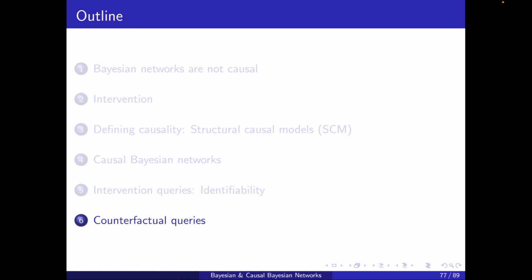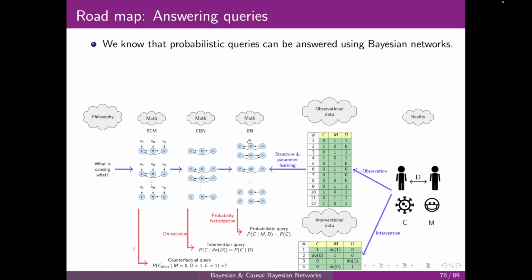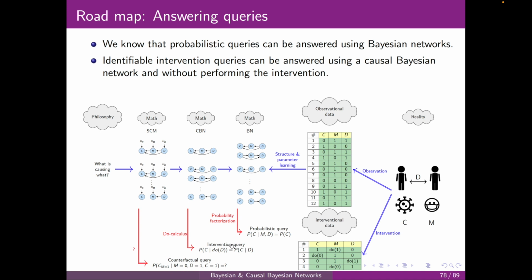Hello and welcome to section 6, counterfactual queries. Back to our roadmap, we saw that Bayesian networks can answer probabilistic queries, CBNs can answer intervention queries, they can also answer identifiable intervention queries without actually performing the intervention. And here we want to show that SCMs can answer counterfactual queries.